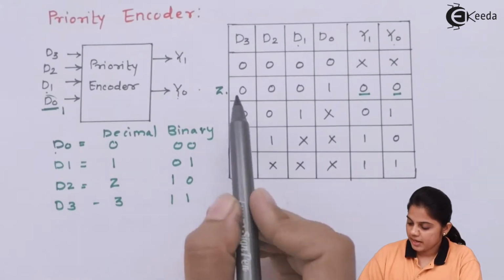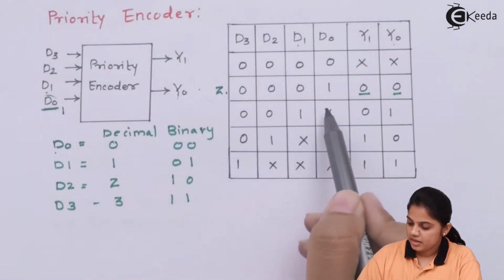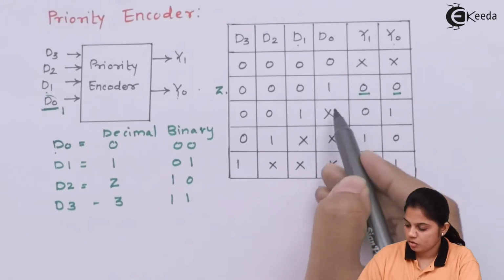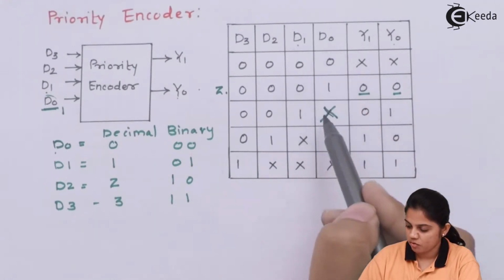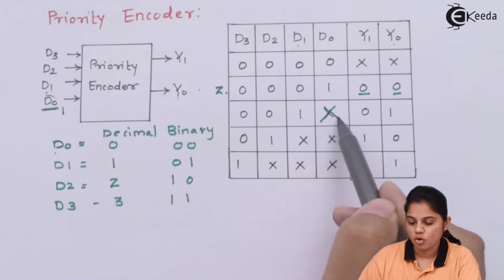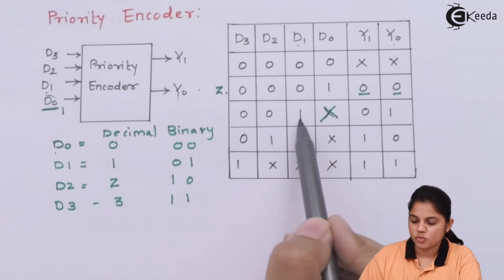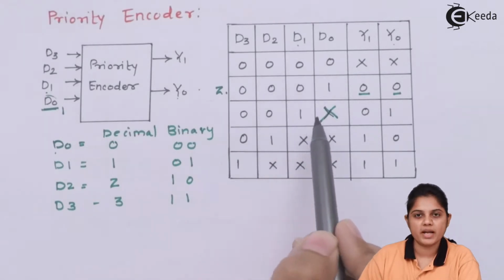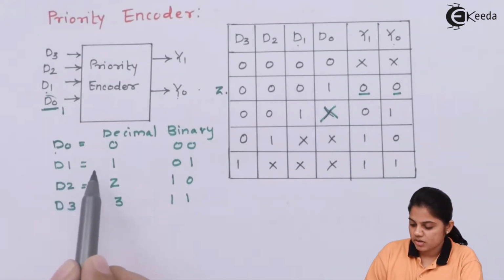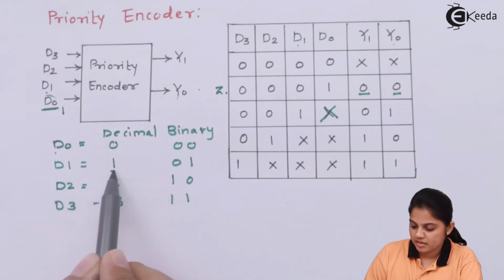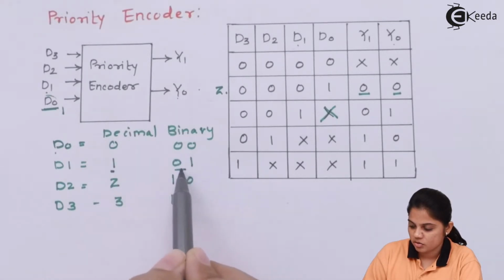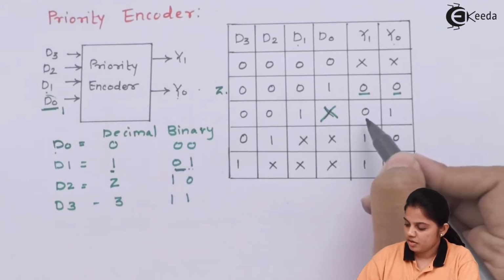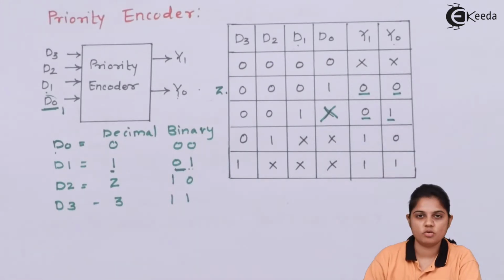Now let's see the third line. Here, irrespective of what is the value of D0, the cross mentions that irrespective of whether it is 0 or 1, D1 is equal to 1. That means priority wise D1 is the priority. So what is the data for D1? In decimal it is 1 and in binary it is 0, 1. So 0, 1 should be given as an output. So here we have output equal to 0, 1.